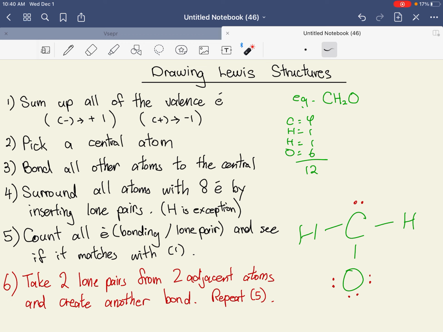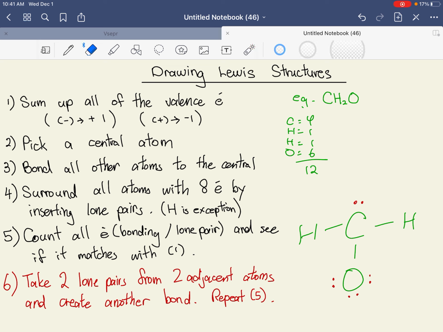Okay. What am I going to do now? Well, I'm going to do step 6. That's what I'm going to do now. I'm going to take 2 lone pairs from 2 adjacent atoms. Adjacent means they're side by side. Okay. So obviously you're not going to pick H and C, are you? There's no lone pairs here. Duh. I'm going to pick C and O because C has a lone pair. O has 3 lone pairs. So all I need to do is grab a couple of lone pairs, like I said, and make a bond between those 2 atoms. So that's exactly what I'm going to do.